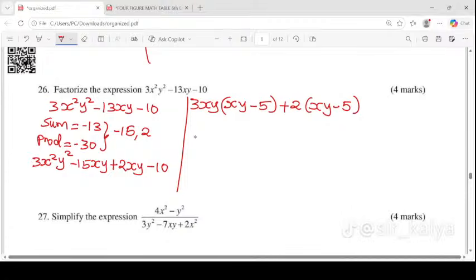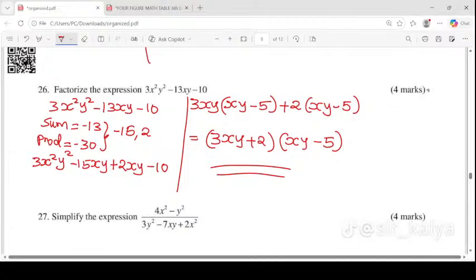Those that are outside the bracket, you put them in one bracket: 3xy plus 2. Then in this other one, I'll have xy minus 5. Just imagine doing it this way, you have your 4 marks, dear learners. Just as simple as that, you will be having your 4 marks.